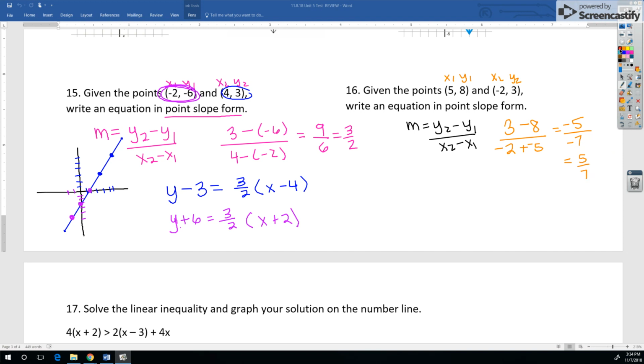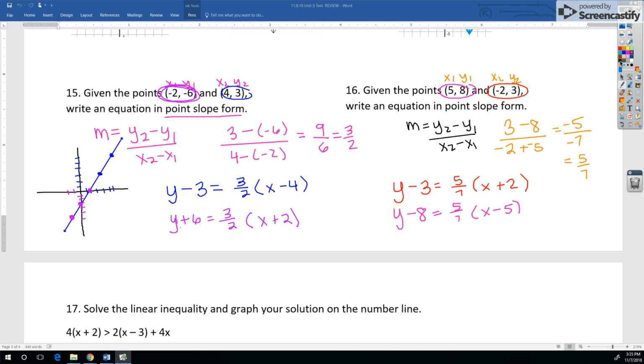Again, I can use either point. I'll use this one first. So I have y minus the y value is equal to the slope, x minus the x value, which is already negative, so minus minus. I can equivalently use this point, sorry. Y minus 8 equals 5 over 7, x minus 5.